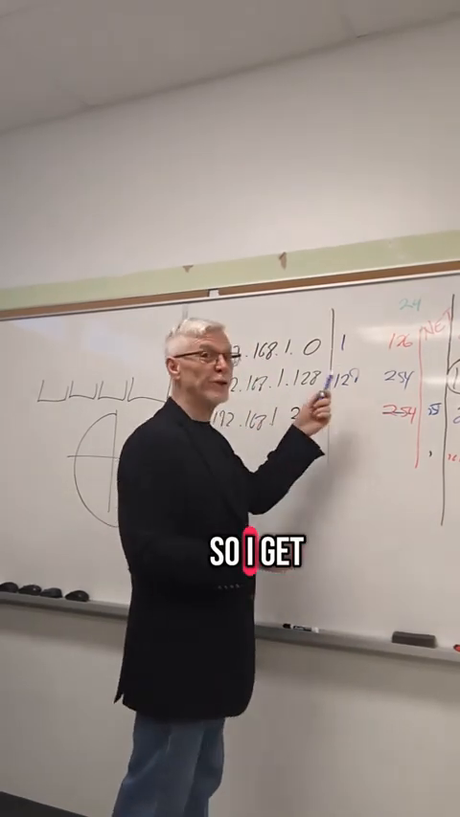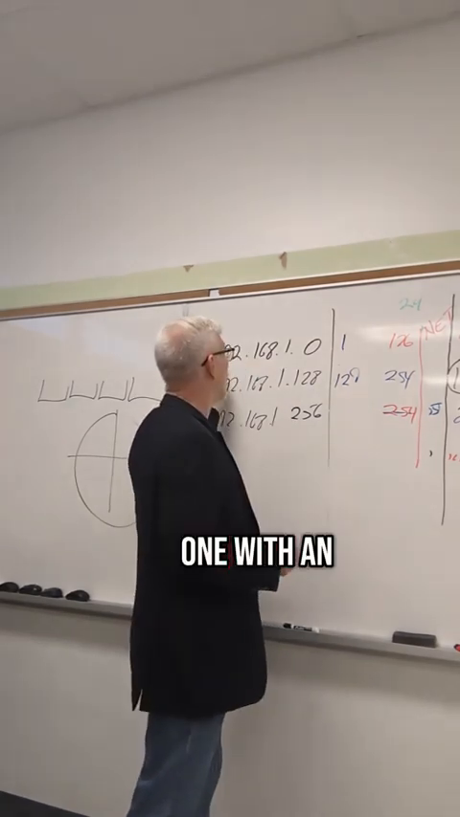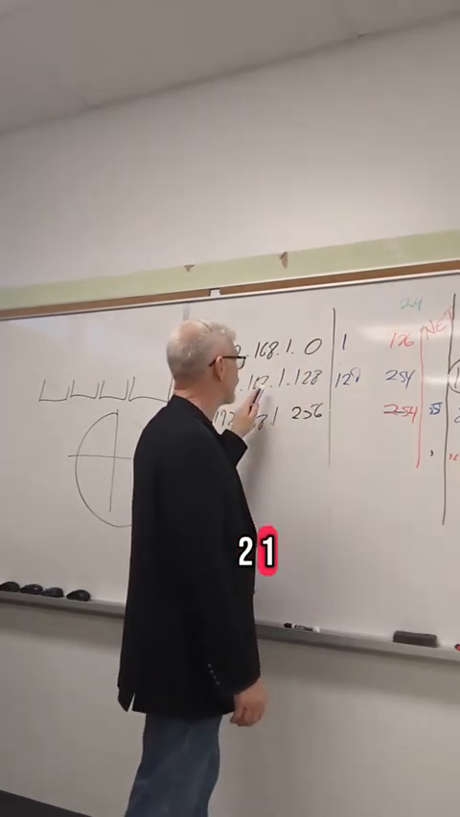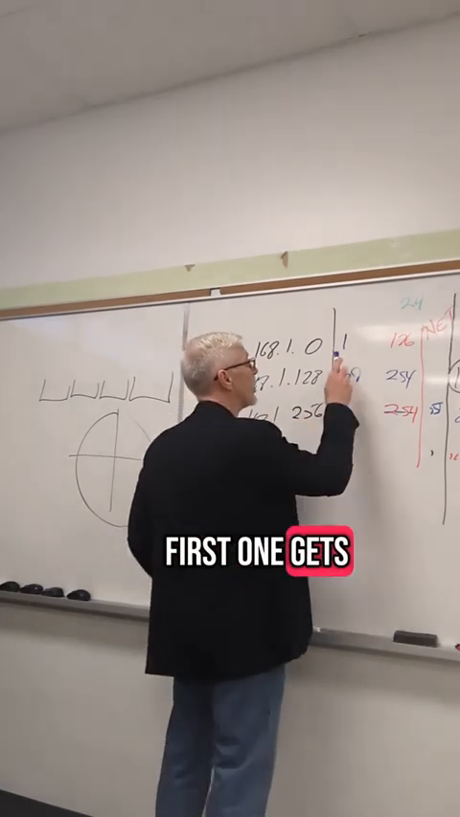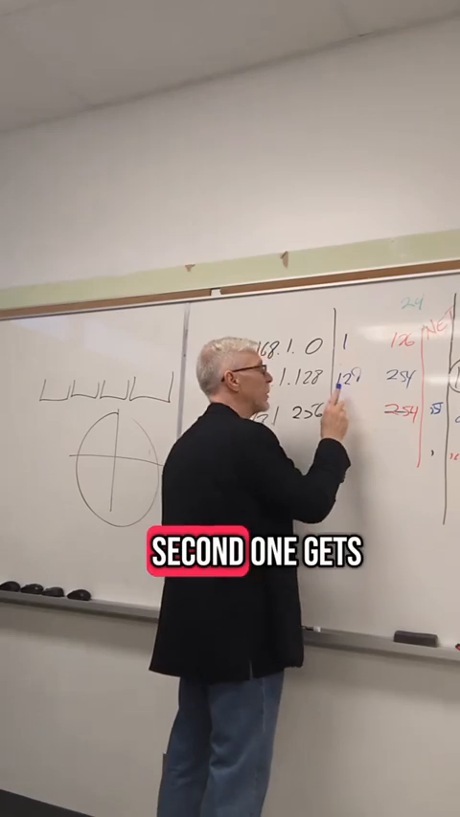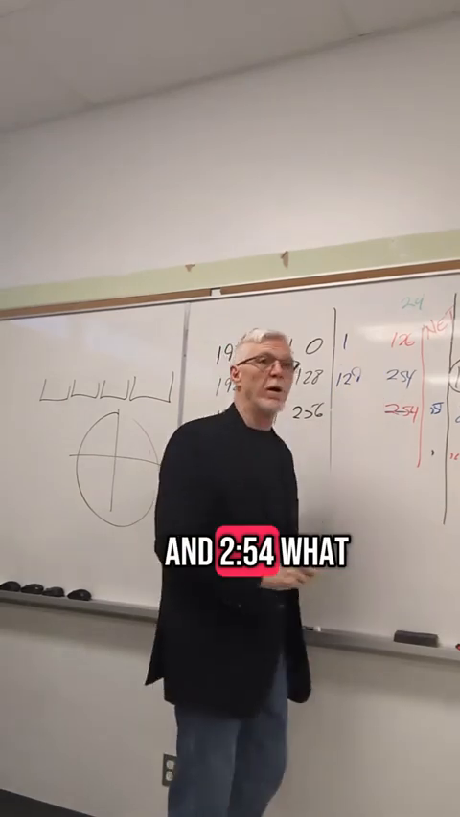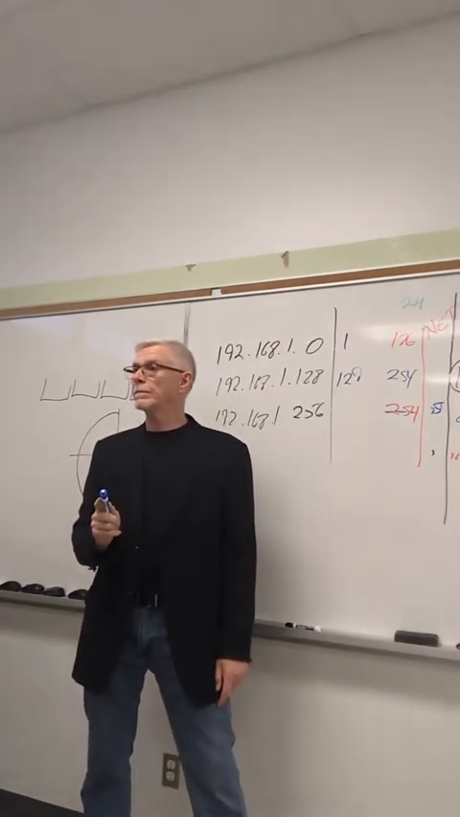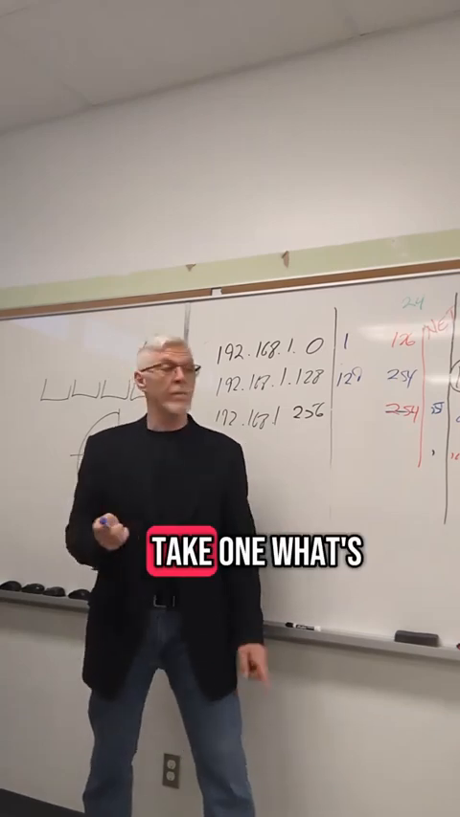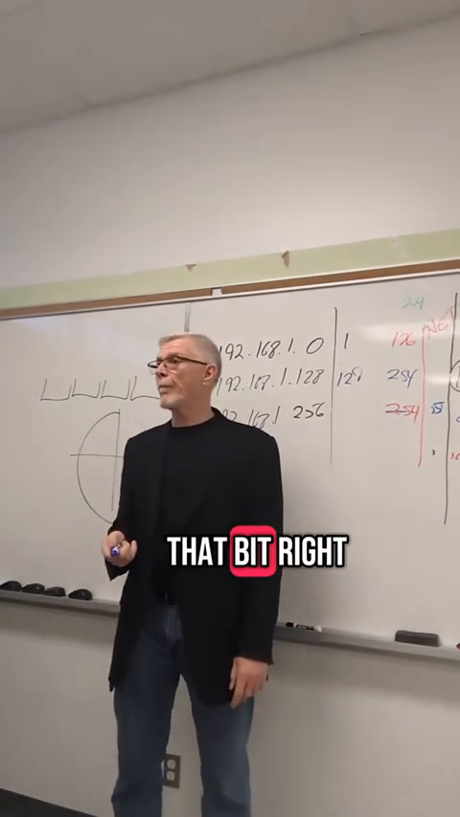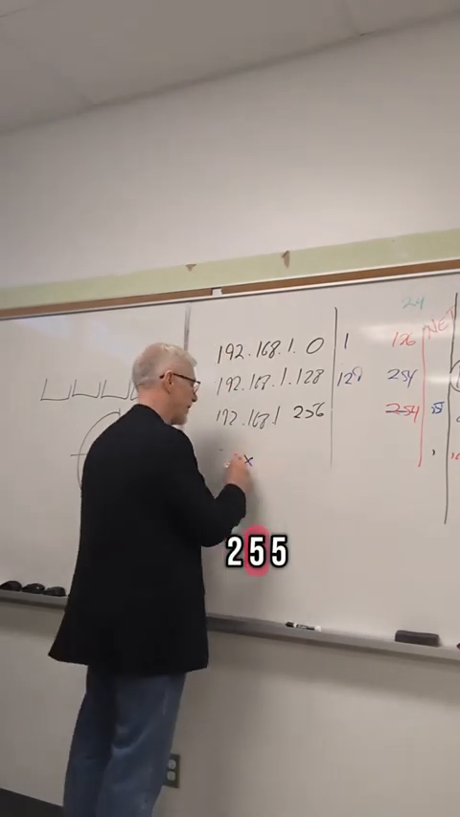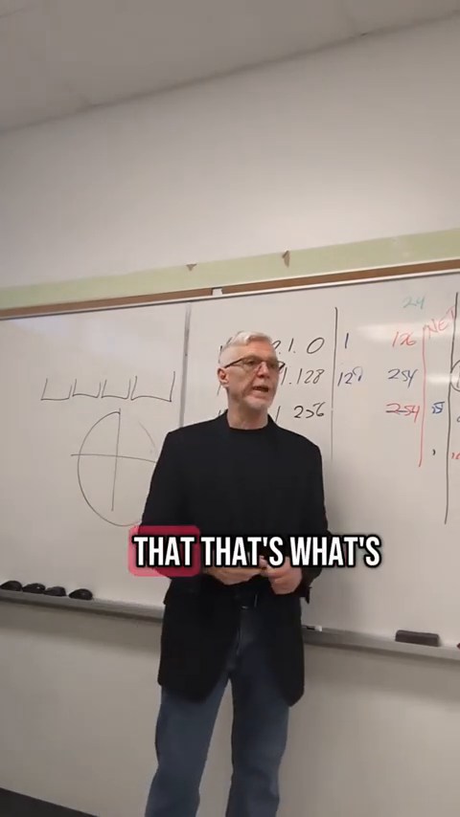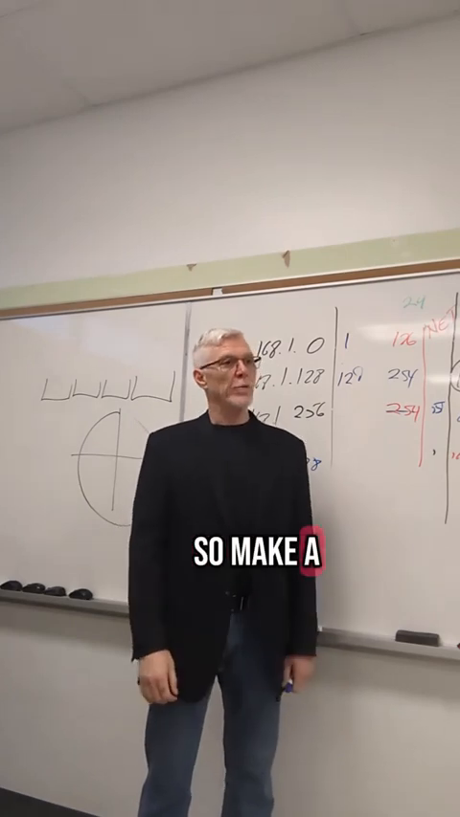So I get 2 networks. One with a network ID of 192.168.1.0. One with 192.168.1.128. First one gets host between 1 and 126. Second one gets host between 129 and 254. What is the subnet mask on that, Aiden? Well, how many bits did I take? 1. What's the value of that bit? 128. Right. So my subnet mask is 255.255.255.128. And I have to tell the computer that that's what's going on. Does that make a little more sense?